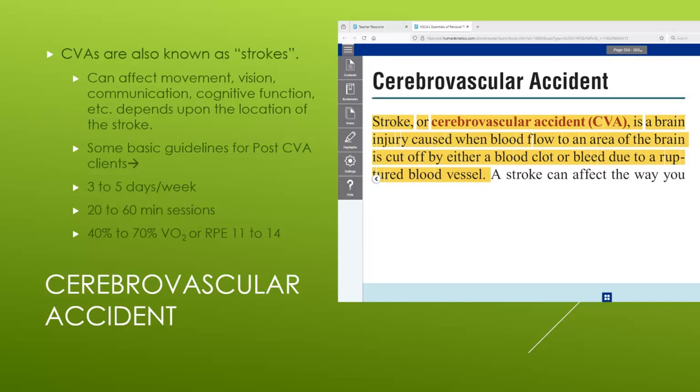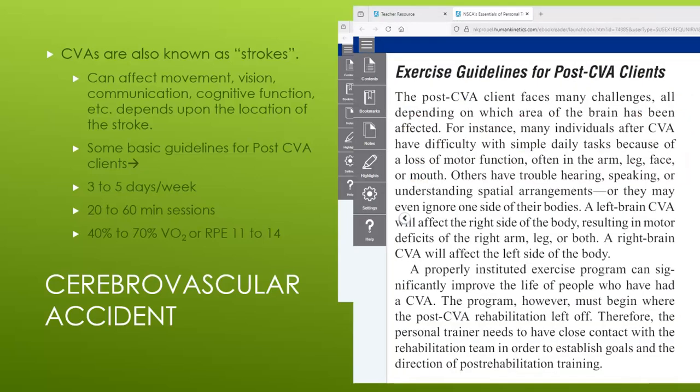It's a brain injury caused when blood flow to an area of the brain is cut off by either a blood clot or a bleed due to ruptured blood vessels. You can have loss of cognitive function, challenges in communication, or many times, when a person is having a stroke, you look at their face, have them stick their tongue out. When they talk, they strain on one side, as the face is drooping on one side. It just depends where the stroke happens and where the blood clot happens.